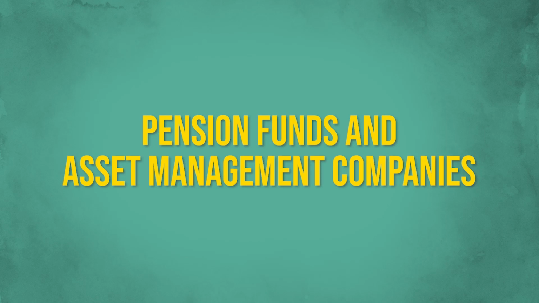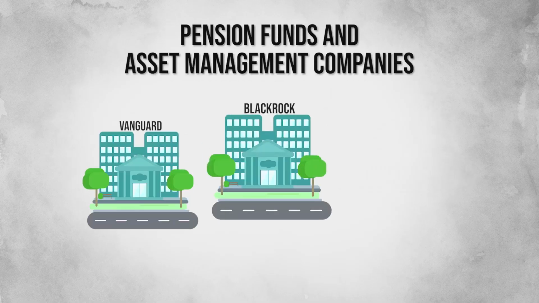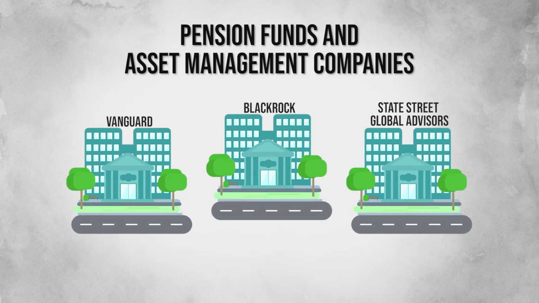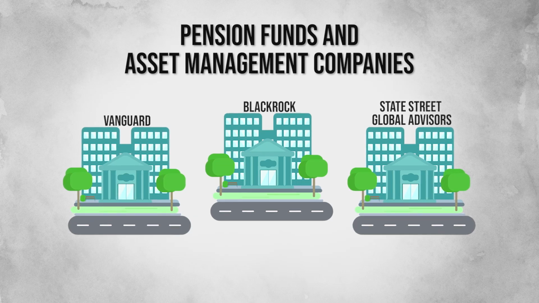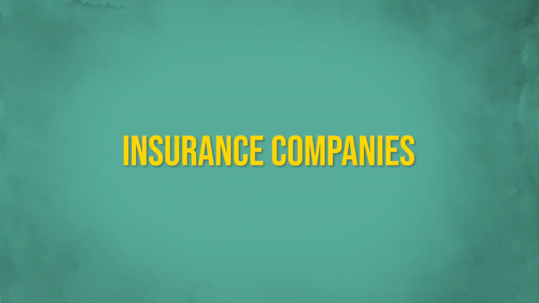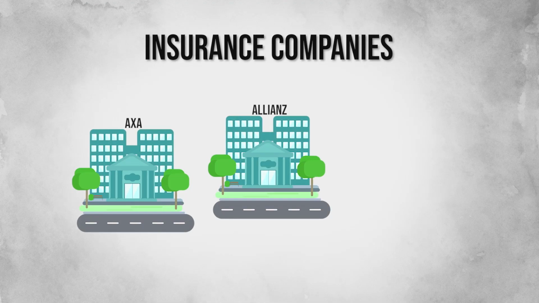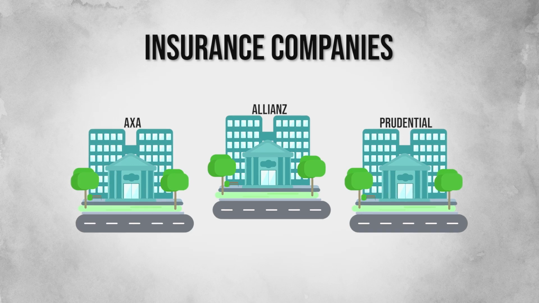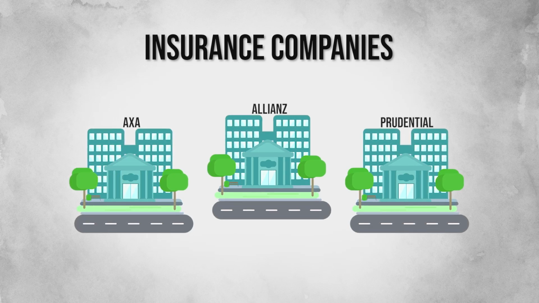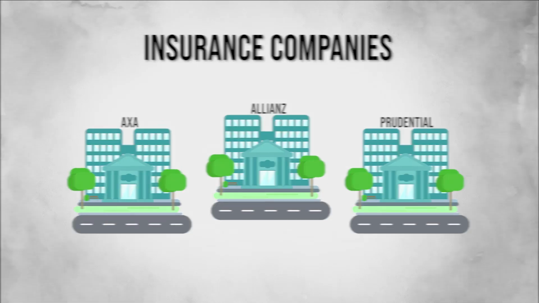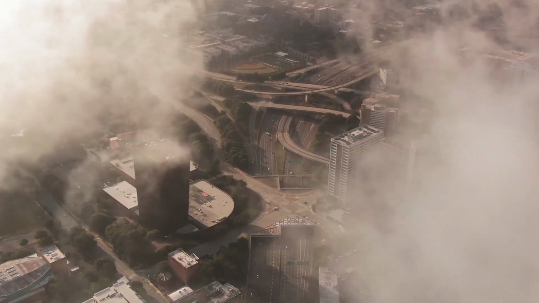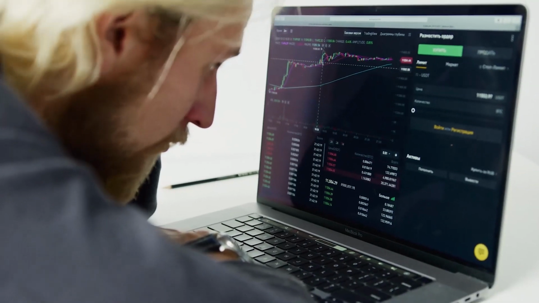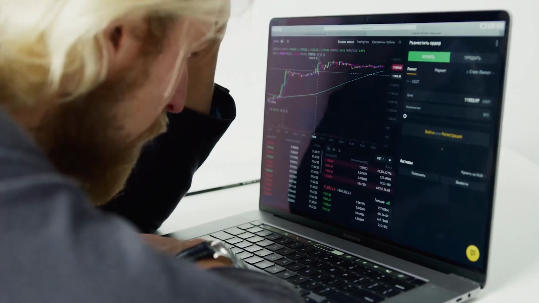Large pension funds and asset management companies like BlackRock, Vanguard, and State Street Global Advisors may allocate a portion of their portfolio to Forex trading to diversify their investments and achieve long-term growth. Number 6, insurance companies. Insurance companies with investment arms such as Allianz, AXA, and Prudential may participate in Forex trading to generate returns and manage currency risk associated with their operations. It's important to note that the Forex market is vast and includes various other financial institutions, each with its own strategies, objectives, and expertise in currency trading.